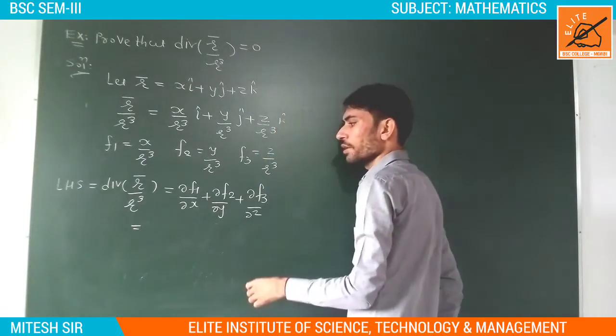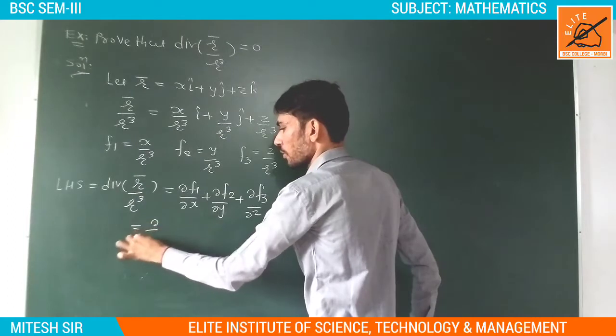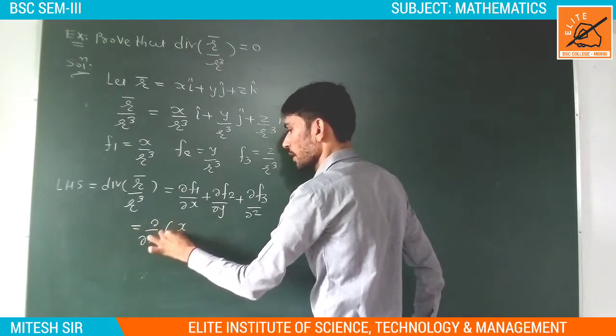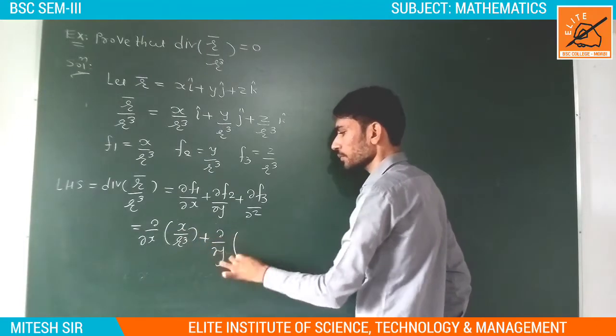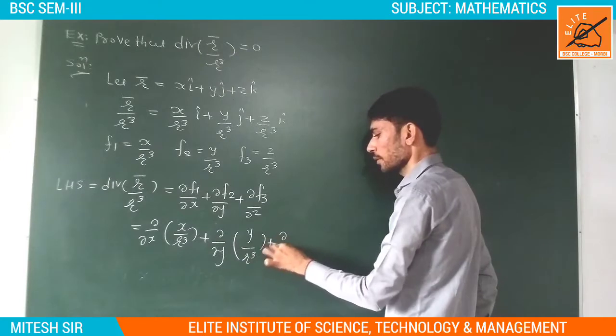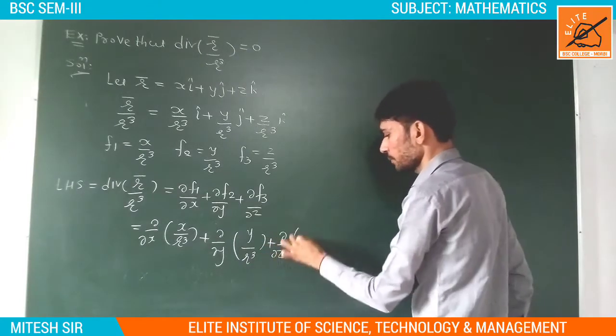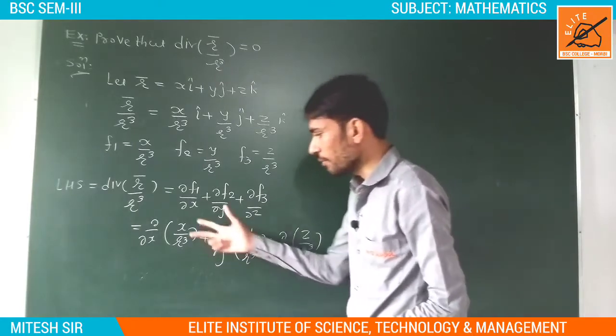Now we are doing the partial derivative of f1 with respect to x. Our f1 term is x by r cube. So del by del x of x by r cube plus del by del y of y upon r cube plus del by del z of z upon r cube. As you know, here we apply the division rule.